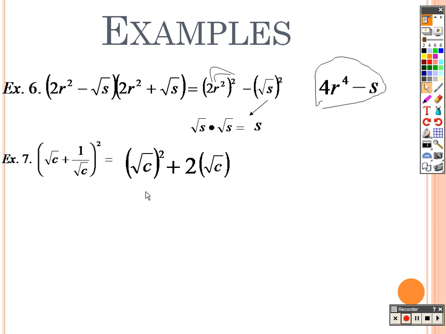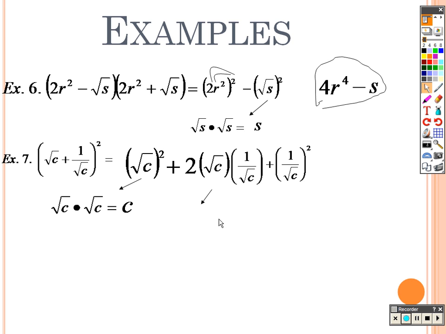So the first term is a square root of c. The second term is 1 over the square root of c. And then plus the last term squared. So we just went over this. Square root of c squared right here. The square root of a square is just whatever's underneath.